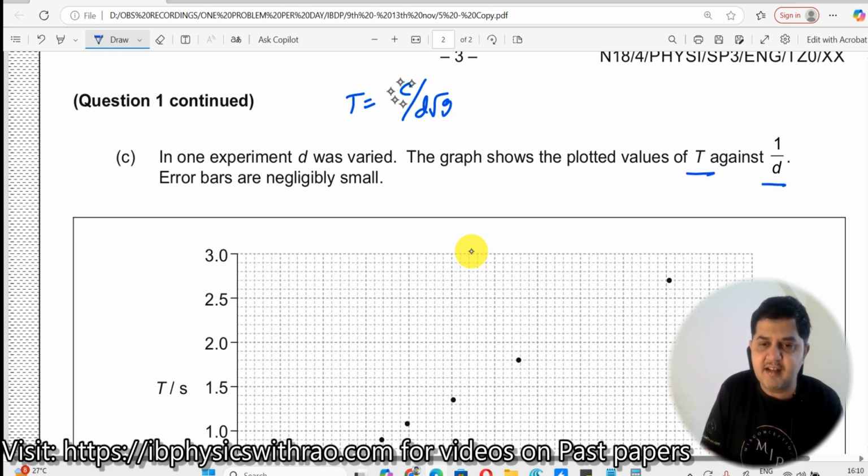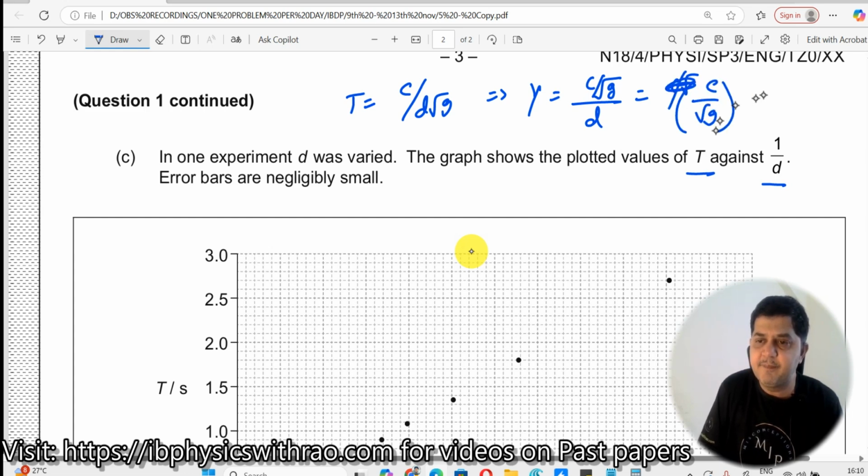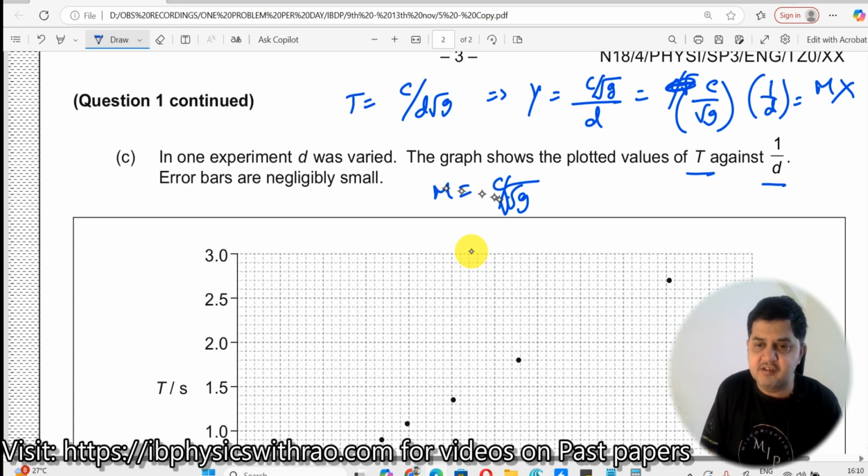Now let us write down the variable function here. T is plotted along the y-axis, which should now be equal to, X is plotted along 1 by D. X is nothing but 1 by D. Then write C by root G divided by D, or I'll write C divided by root G, and write properly: C by root G into 1 by D, which is equal to M times X. X is nothing but 1 by D and M is nothing but C by root G. That means if I find the slope, I will be getting the answer C by root G.